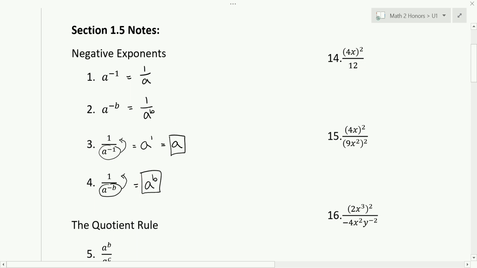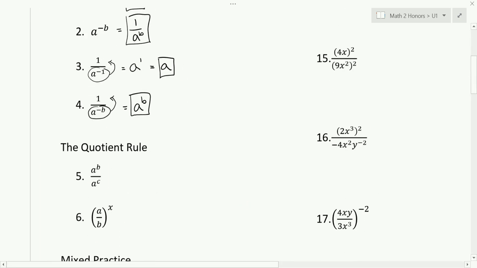And in general, your answers should never have negative exponents. So when your final product, never have negative exponents. You always want to make it positive. And the way you make it positive, just move it to the other side of the fraction. If it's in the numerator, move it to the denominator. If it's in the denominator, move it to the numerator. Okay.